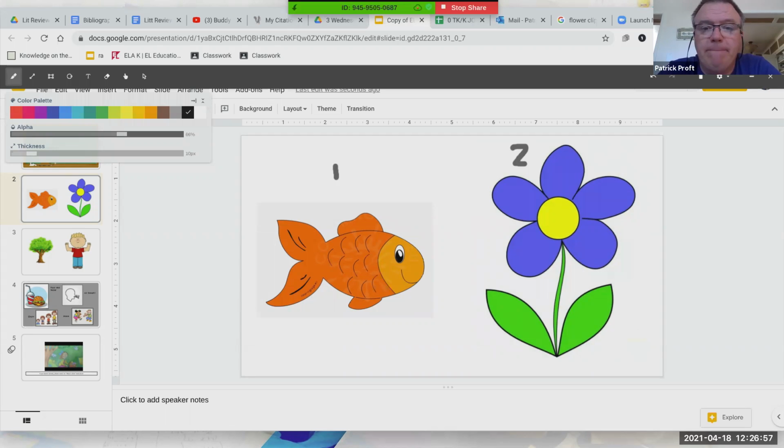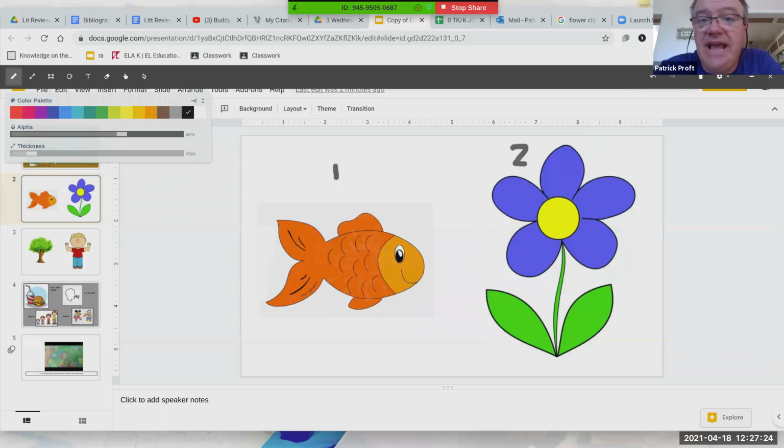First of all, both fish and plants need food and water, right? Fish need fish food. And they need water, which they get from being in the water. Plants need food, which is sunlight, and they also need water. So they have that in common.